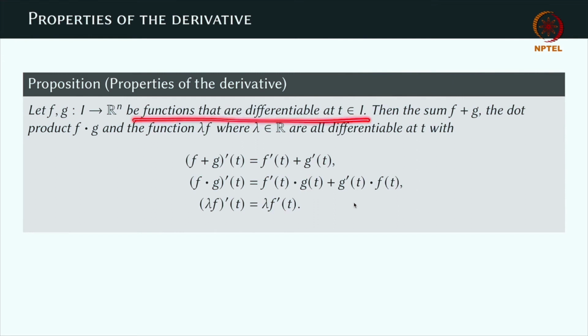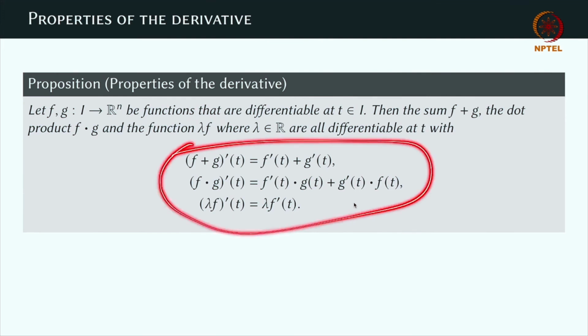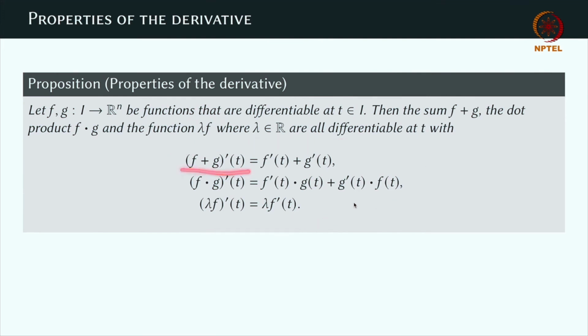Suppose you have these two functions f, g that are differentiable at the point t. Then the sum f plus g, the dot product f dot g, which I want you to recall from your elementary studies in undergraduation, and lambda f, where lambda is a scalar, are all differentiable at t with the following properties. The derivative of f plus g is nothing but the derivative of f plus the derivative of g, both taken at the point t. Note these two are vectors, so I can obviously add them.